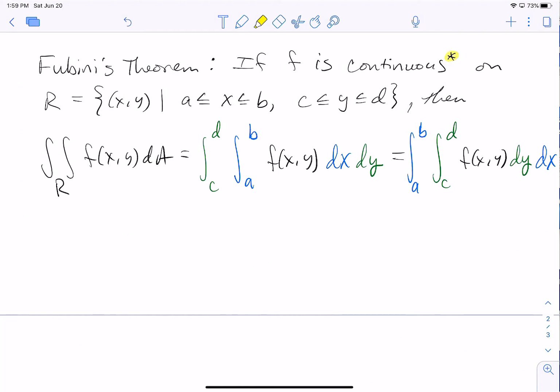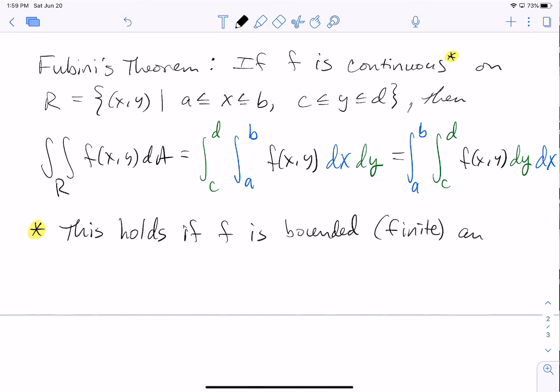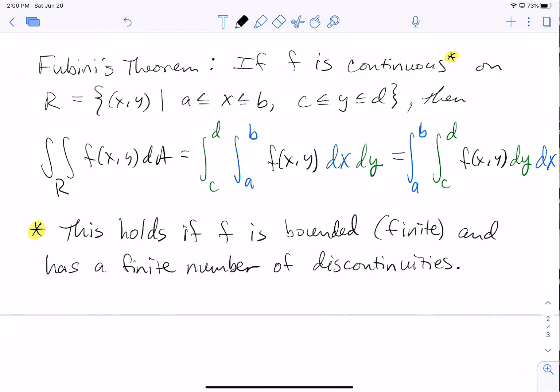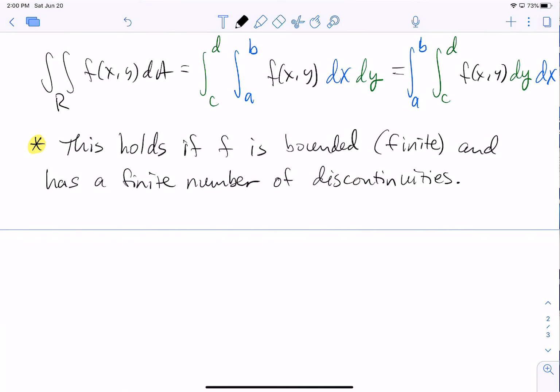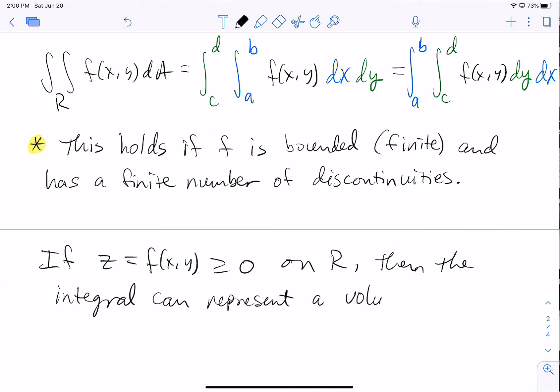For the little star on the word continuous, this holds if f is bounded, which means finite, and has a finite number of discontinuities. Much like single integrals, and much like single integrals, if z, which is given by f of x y, is greater than or equal to 0 on the region R, then the integral can represent a volume.